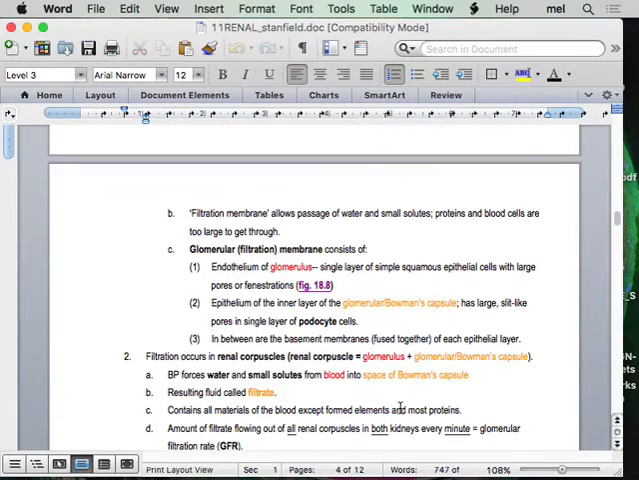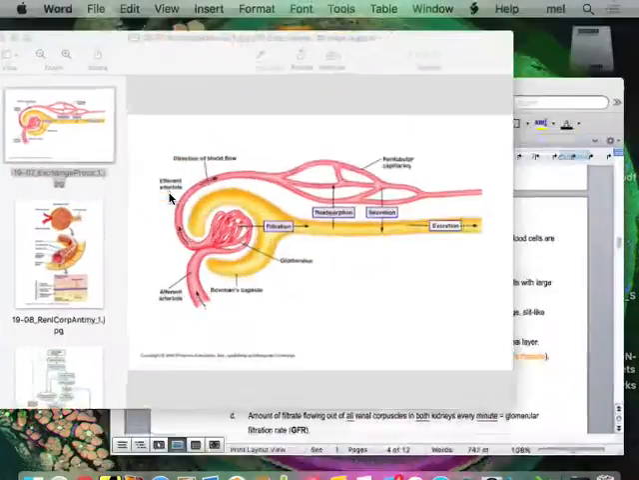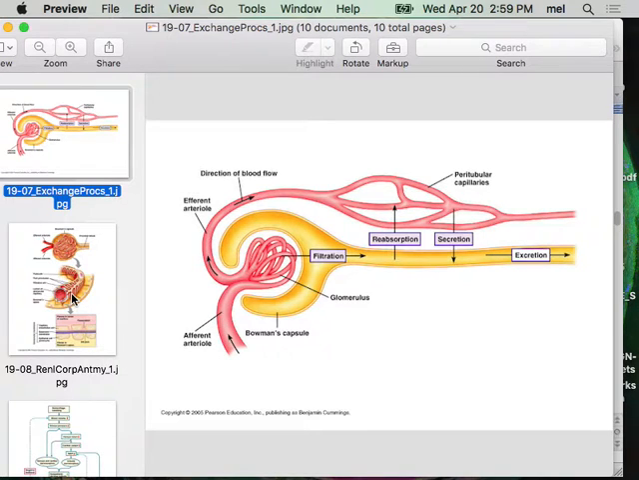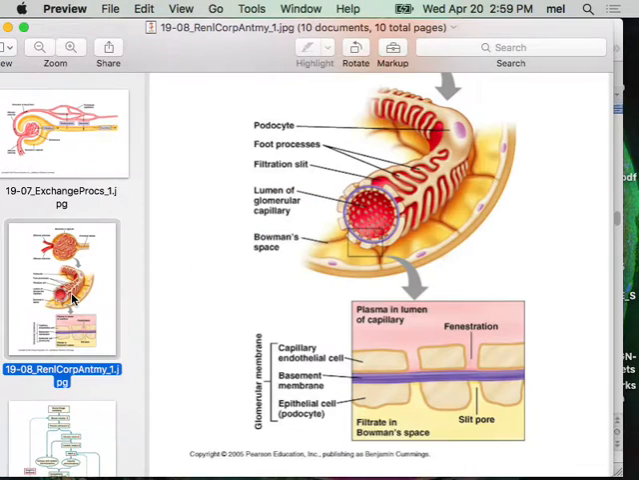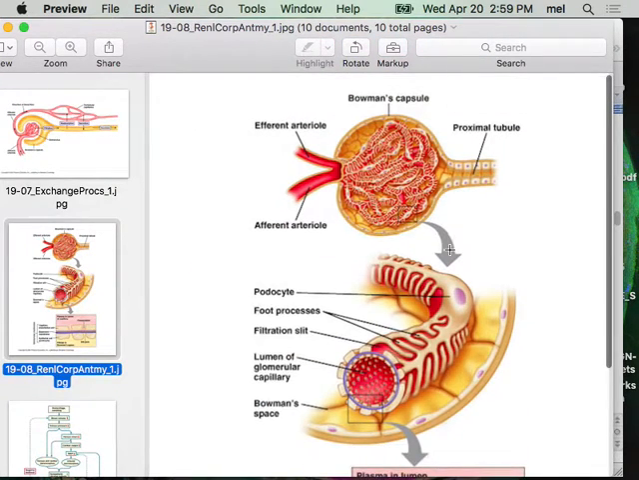So the site at which this occurs is called the filtration membrane. So let's look at where it's actually going to occur. Here is what it looks like. This is the afferent arteriole going in, efferent arteriole going out. This is the glomerulus, but it's also coated with the inner layer of Bowman's capsule. Okay, so the reason it doesn't look like a capillary is because it's actually got a glove on of Bowman's capsule.